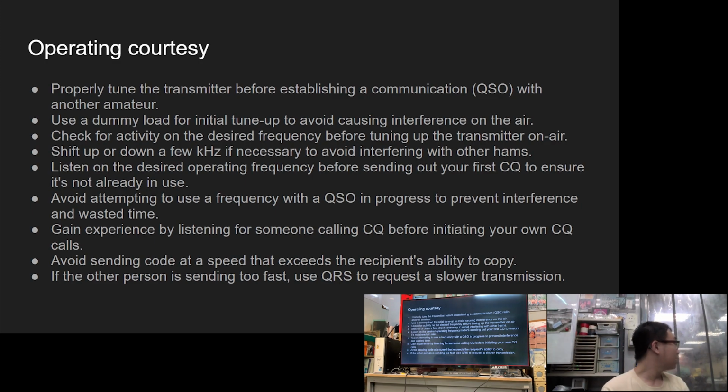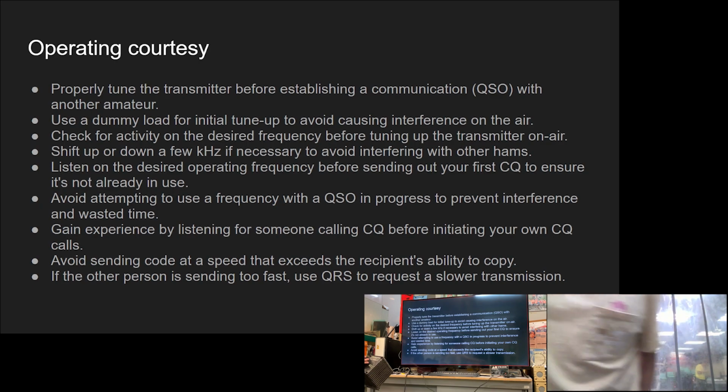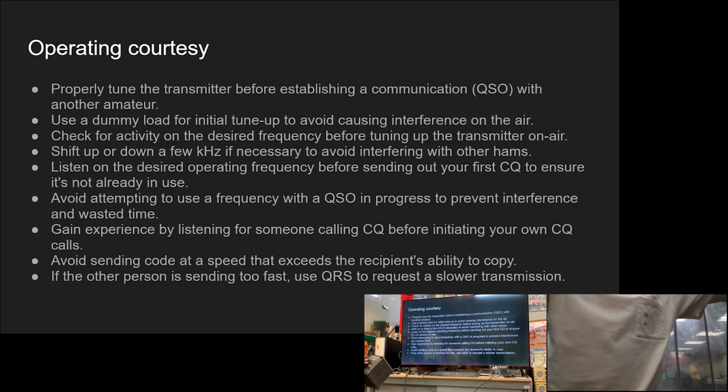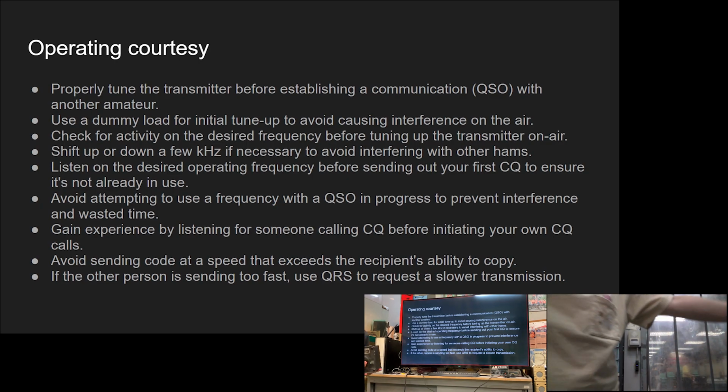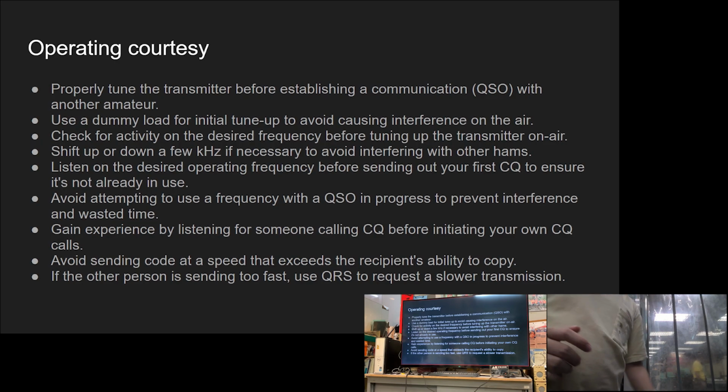Okay, oh, this is a dummy load. So we can disconnect this one and connect our radio station to a dummy load. It can handle 150 watts. Maximum, yes, 300. And the dummy load should always be 50 ohms.